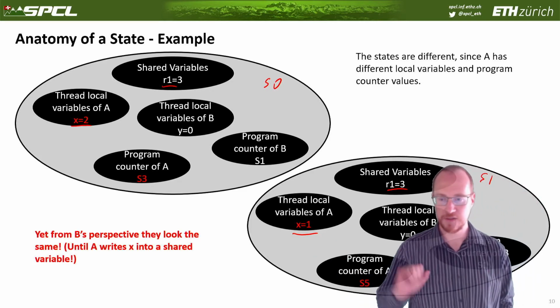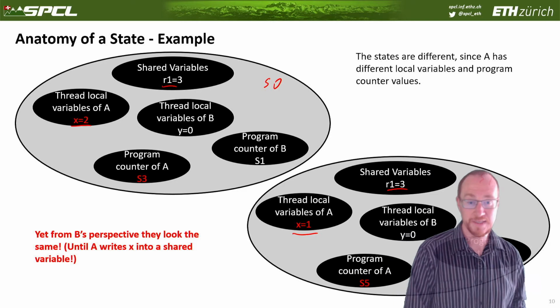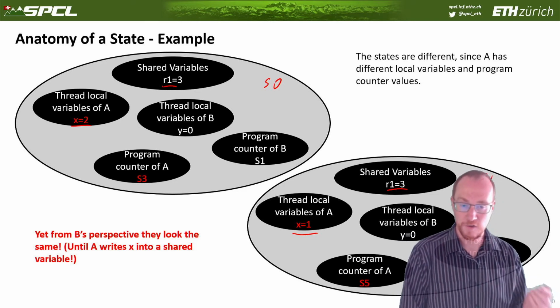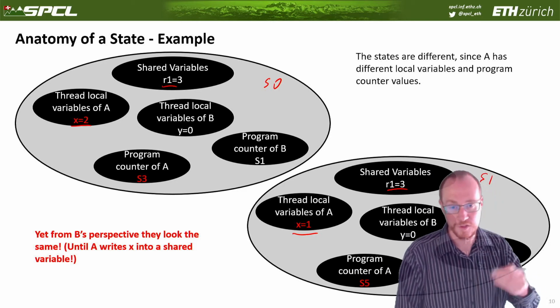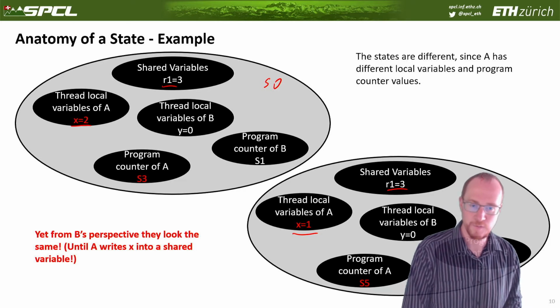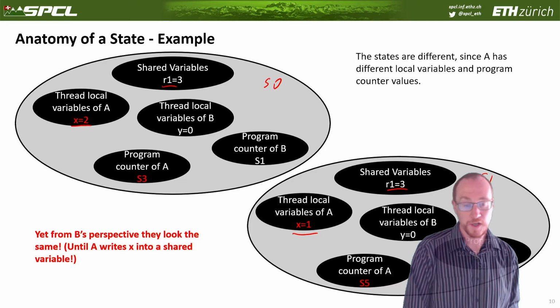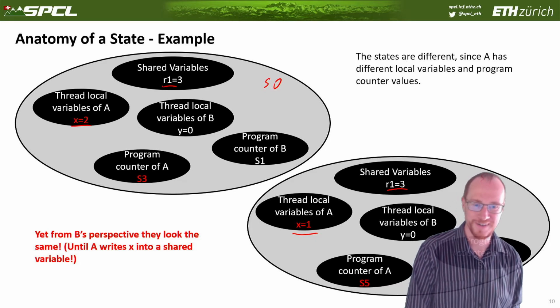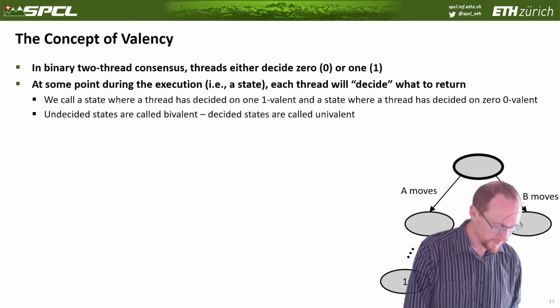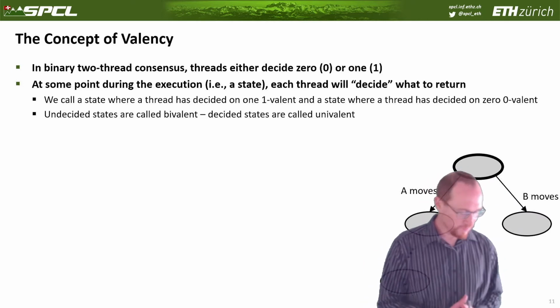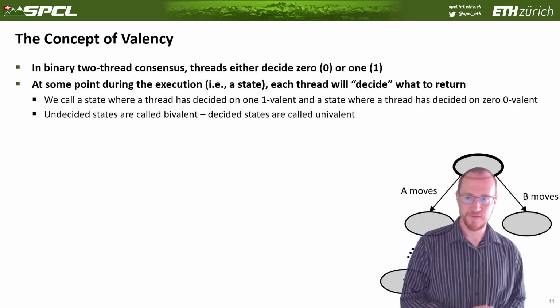So thread B does not really know, unless A tells thread B. So how can thread A tell thread B? Well, it could just write it into a shared variable. That's one of the ways that you can learn about the state of a different process. In our model, it's actually kind of the only way you can learn about it in our shared memory model. Okay, so now let me go a little bit more into detail of the valency.